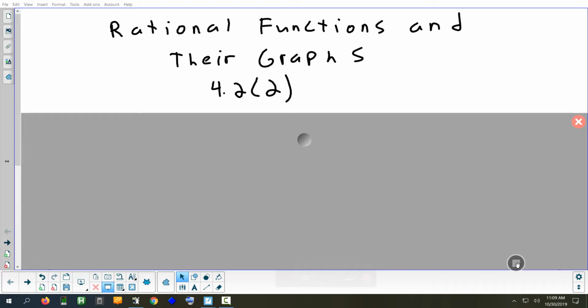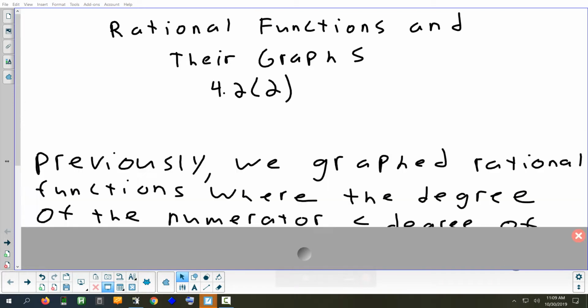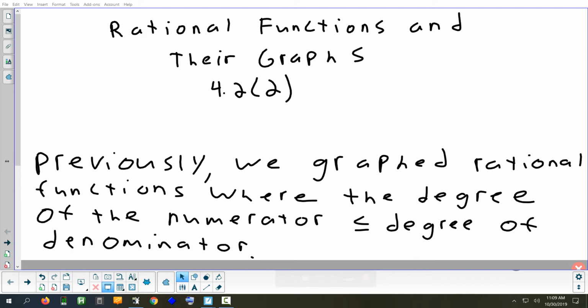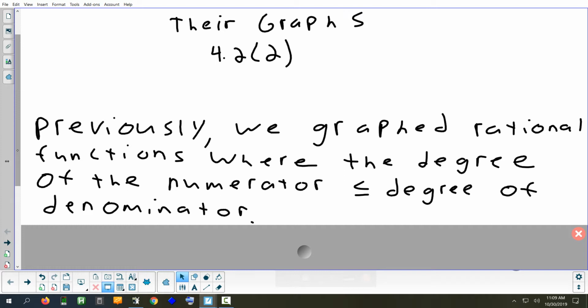Okay, so this will be our last day on section 4.2. And yesterday, every problem that you guys did in the notes and in the homework, the degree of the top was always smaller or equal to the degree of the bottom. What that means is we had horizontal asymptotes. Either horizontal asymptotes at 0 or horizontal asymptotes shifted off of 0, up or down. But they were still horizontal.